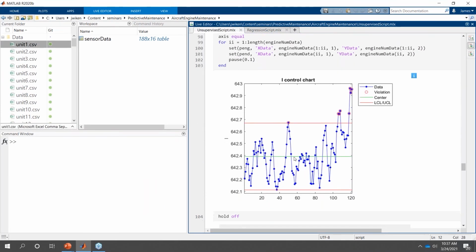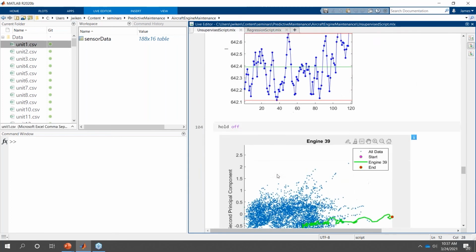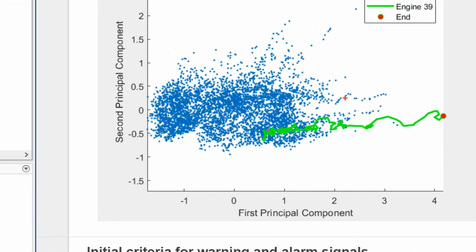And so, if we scroll farther down, we can track this path. So this is one particular engine. This is one of the particularly bad ones. And if we trace this path back, we can see that once it started really degrading, it shot out to the right, but it had this meandering path through this point to start with. So it did spend a fair amount of its time in normal operation still.